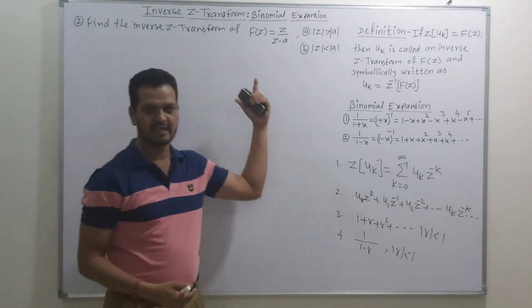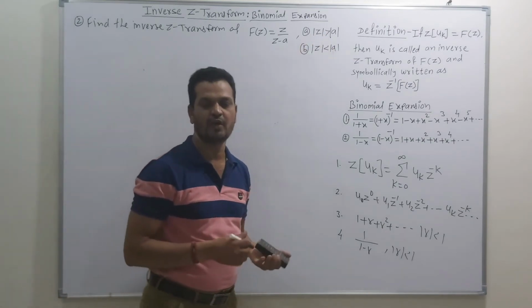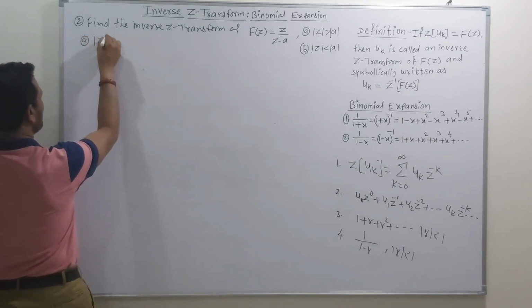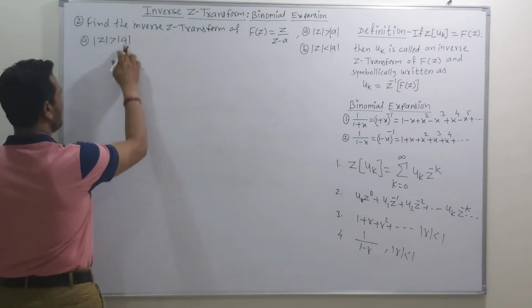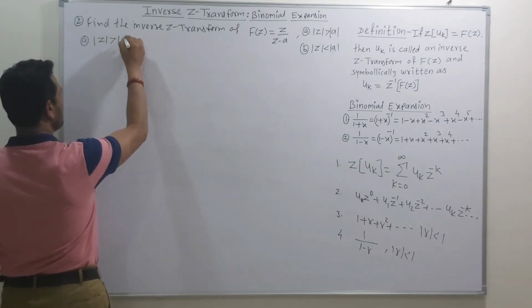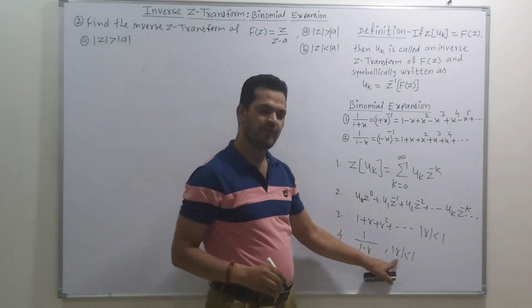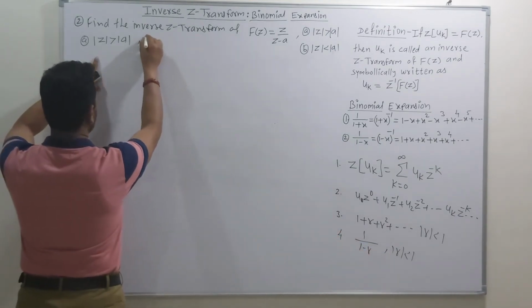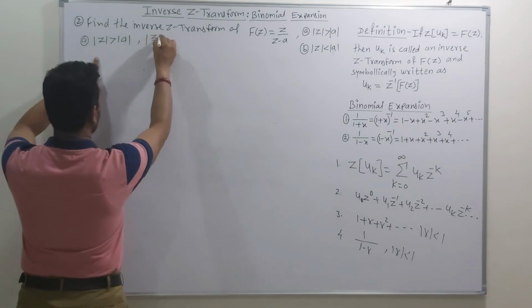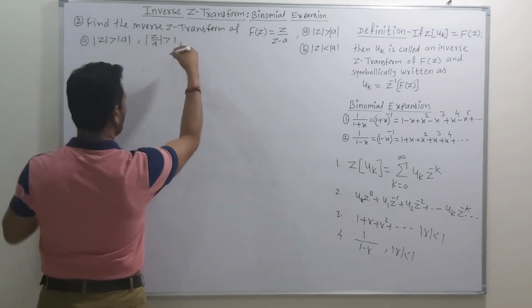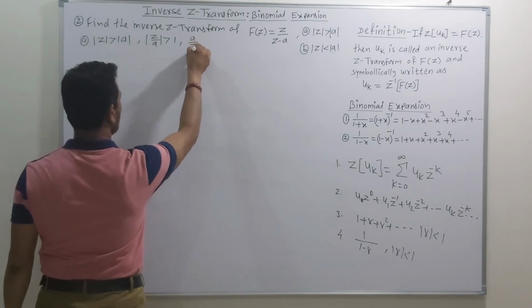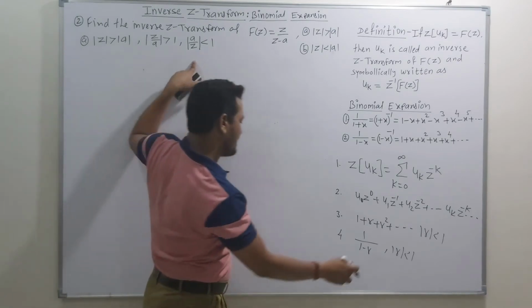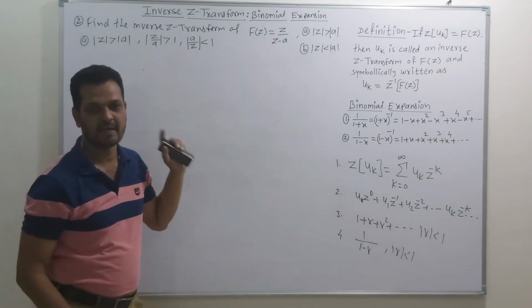Friends, whenever we solve any example, first concentrate on the condition on z. So if we try to solve the first condition, then mod of z is greater than mod of a. Now to solve any example based on this inverse z transformation, first write down the value of mod of r less than 1. So if we try to write this, then we get z upon a greater than 1. So if we take the reciprocal, then we get a upon z is less than 1. So this indicates that the value of r is a by z.